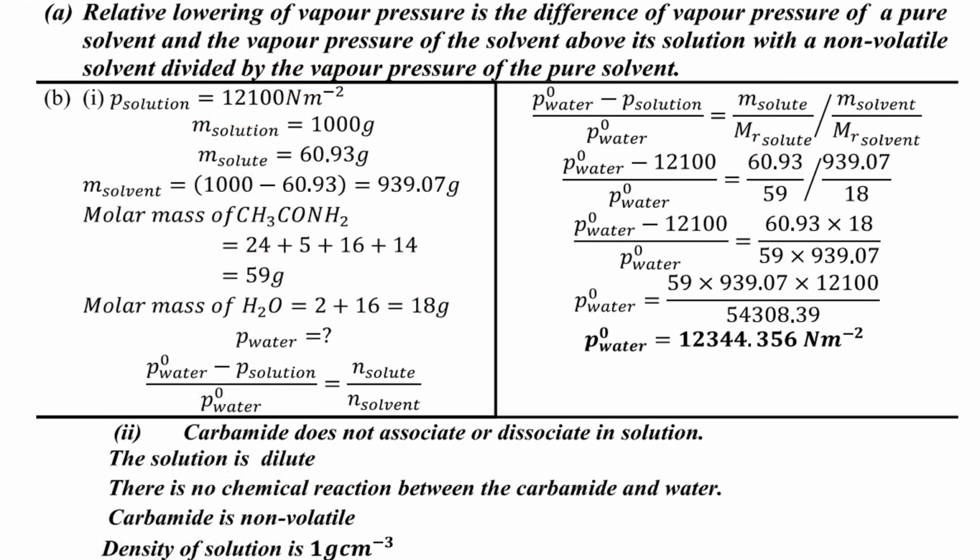The definition of relative lowering of the vapor pressure is going to be the difference. This numerator here is called the relative lowering of vapor pressure. So we are saying that relative lowering of vapor pressure is the difference of the vapor pressure of a pure solvent and the vapor pressure of the solvent above its solution with a non-volatile solid, divided by the vapor pressure of the pure solvent.